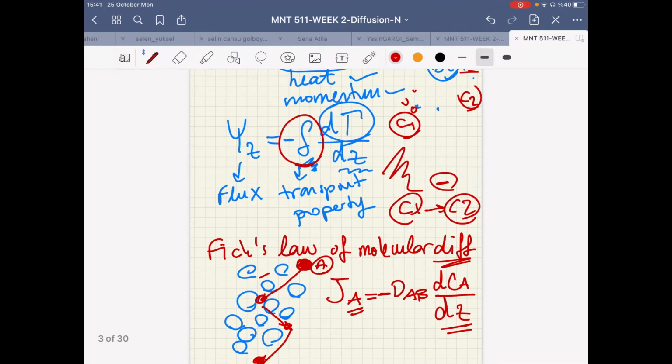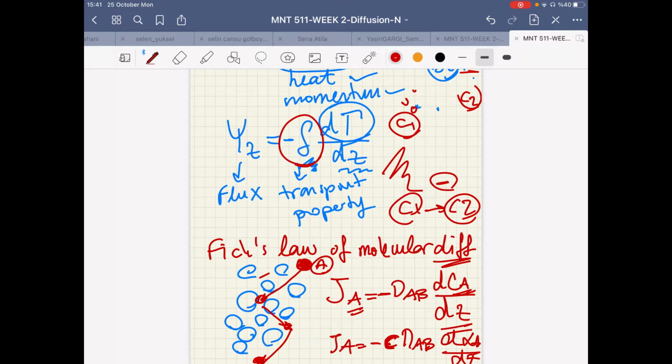Okay, and so this is my concentration here, which can be written as the concentration of A, so JA can also be written as minus total concentration, DAB, dXA over dZ.